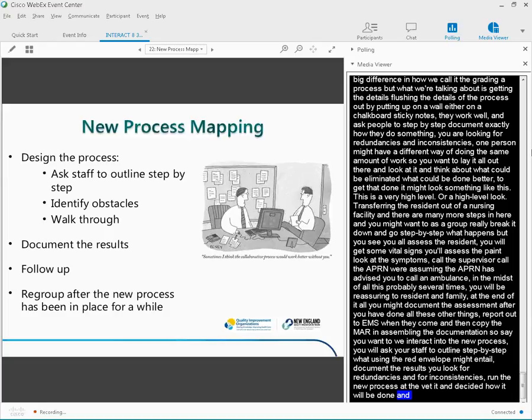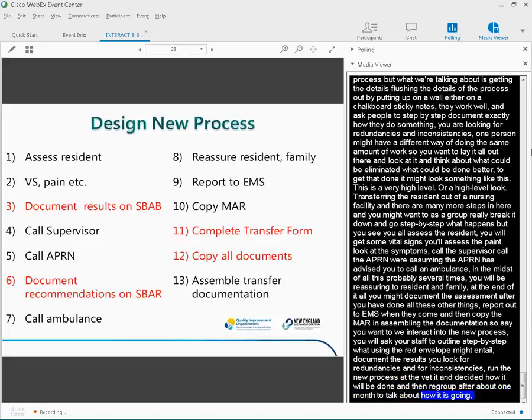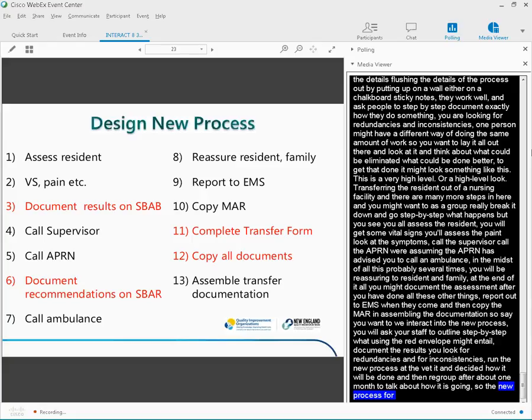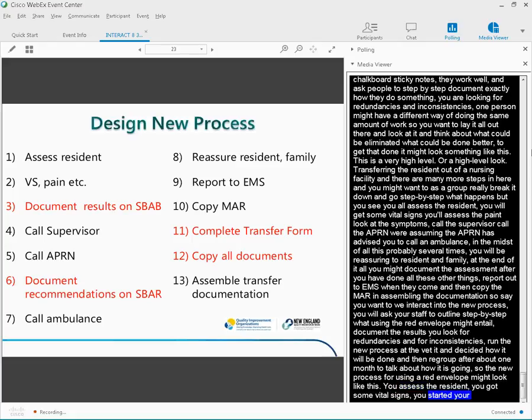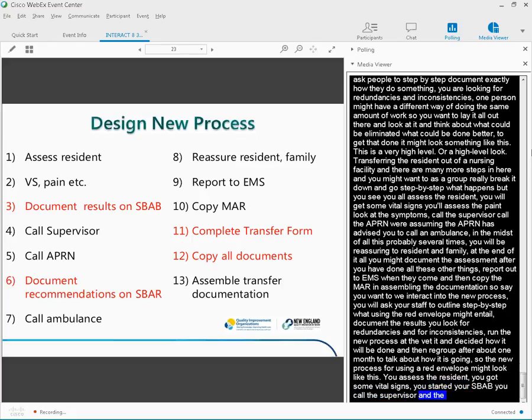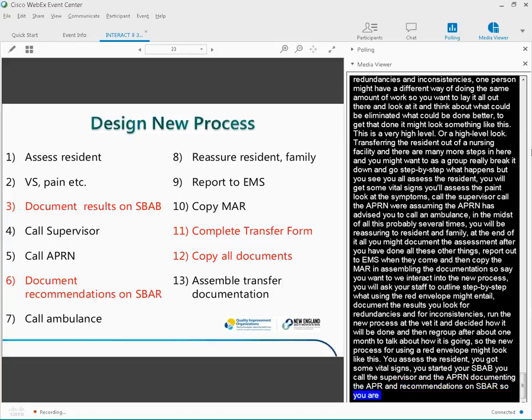So the new process for using a red envelope might look a little bit more like this. You've assessed the resident, gotten some vital signs, you started your SBAR. Somehow on this it has to be an SBAR, but we all know what it is. You're calling the supervisor, calling the APRN, documenting the APRN recommendations on SBAR. So you're weaving the documentation into what you're doing, so it becomes a little less burdensome at the end.